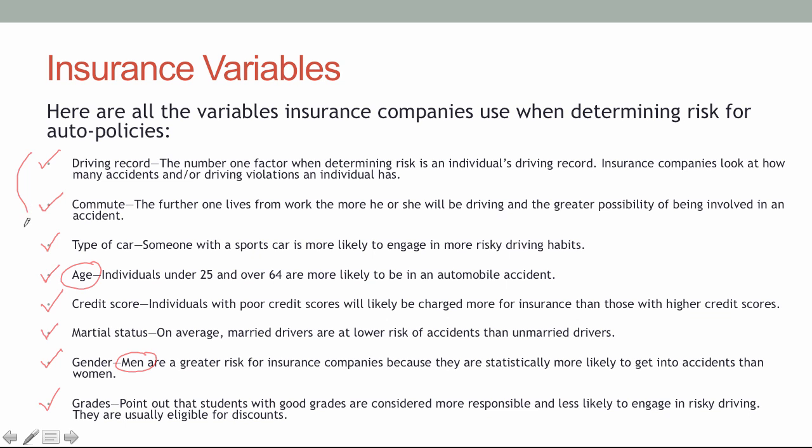So all of these things affect how much you pay for your premium. That's what you pay per month. And they affect your deductible. How much do you pay when you actually file a claim, when you have something happen and you're trying to get insurance coverage?